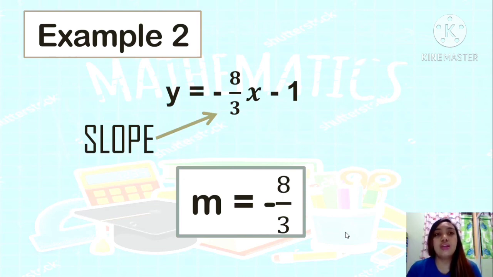So, if you were given 2 points, use the formula. If you were given a graph, just count the rise over run. If you were given an equation, always remember that whatever is beside x is the slope.